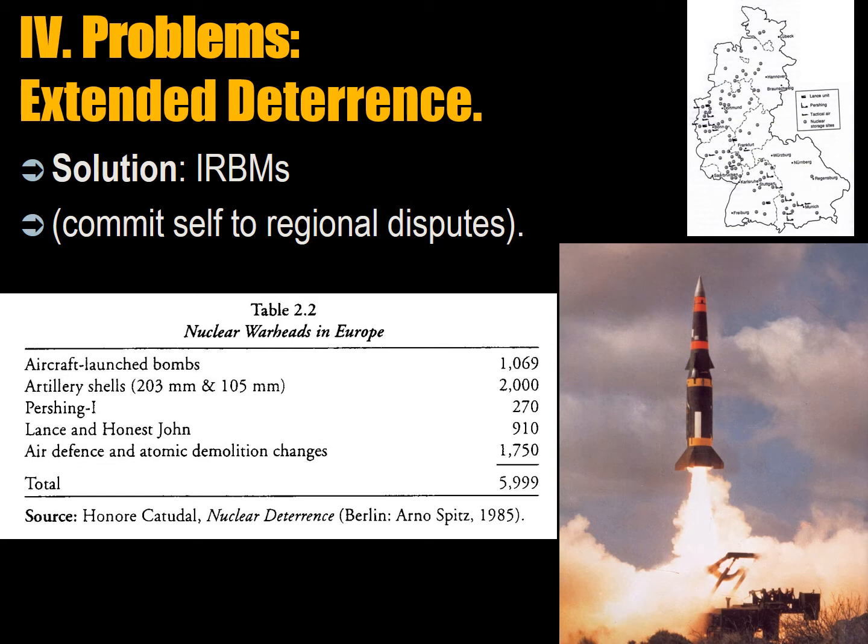Nuclear weapons were stationed at a great many dispersed sites, which are indicated in the map on the top right. And a list of nuclear warheads deployed in Europe for different local, tactical, and theater weapons is listed in the chart.